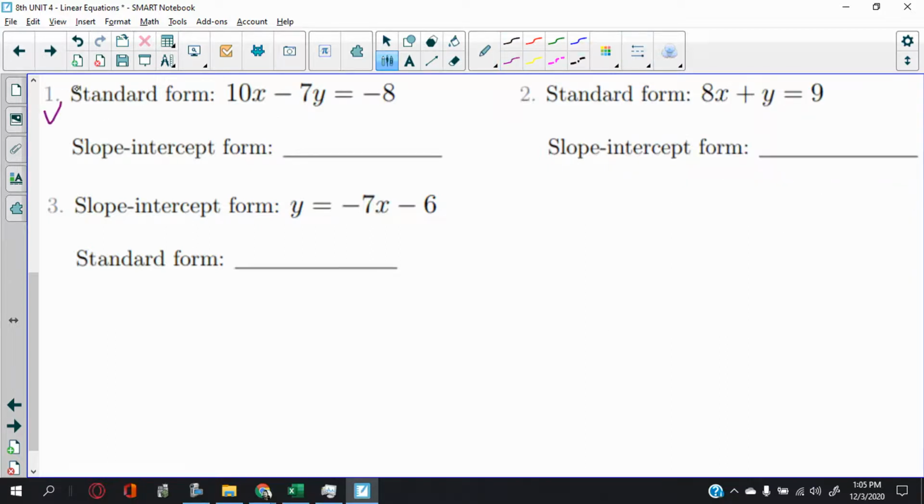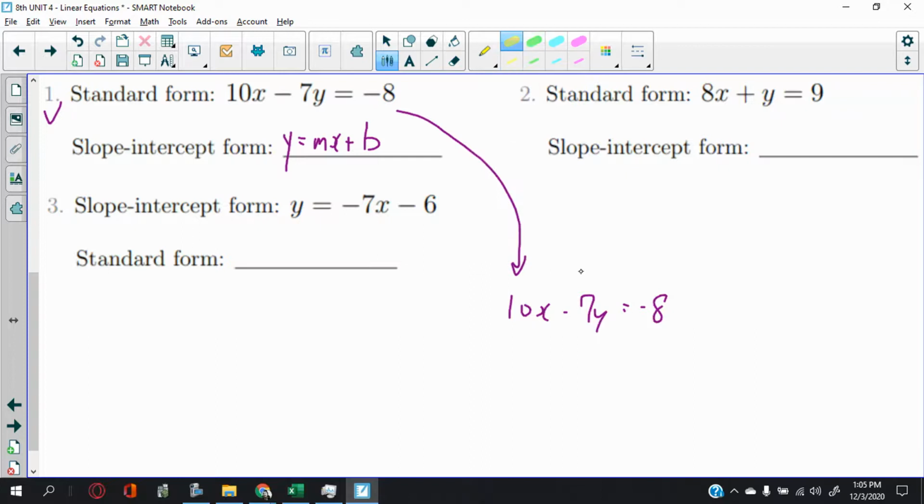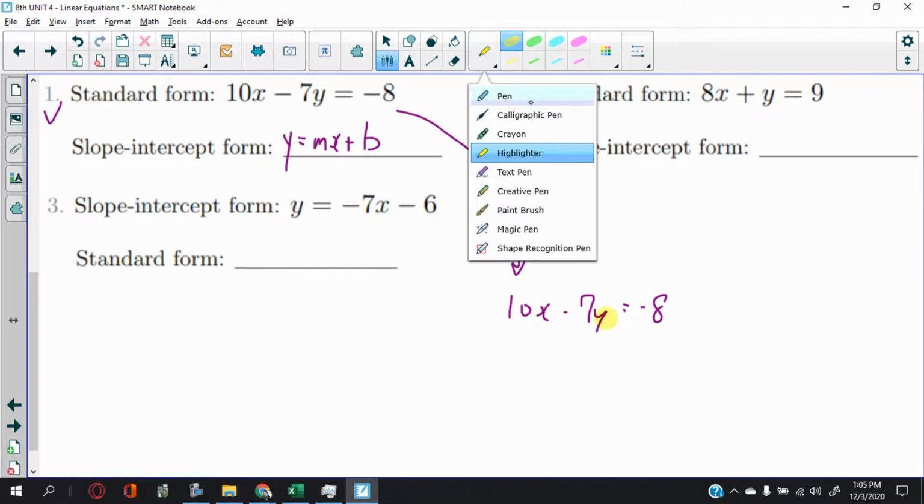So quickly, looking at number 1, right? The standard form is 10x minus 7y equals 8. So I want to know what's the slope-intercept form. Now, I already know what the slope-intercept form should look like, right? y equals mx plus b. So let's take it here. So we got 10x minus 7y equals negative 8, right? I want y on one side. So we're solving a literal equation, right?